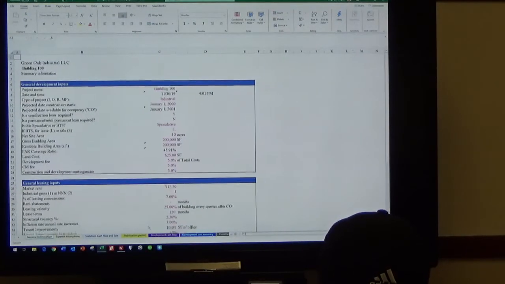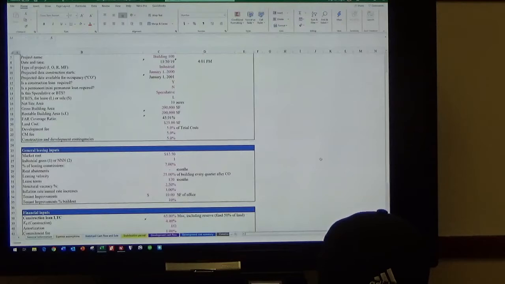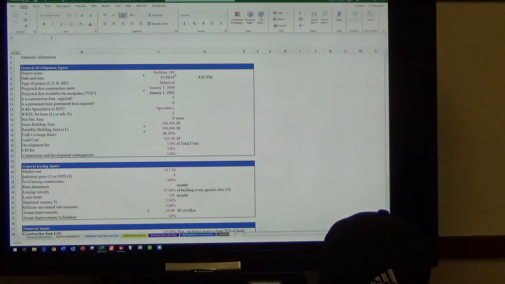Is that what we're getting? Yeah, this is what you're going to get. We're going to walk through it. I mean, we've got at least 20 minutes of class. Okay. I'm going to go through the tabs that I'm suggesting that you use to build. Okay.